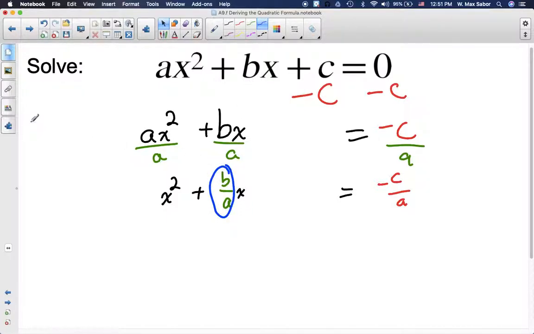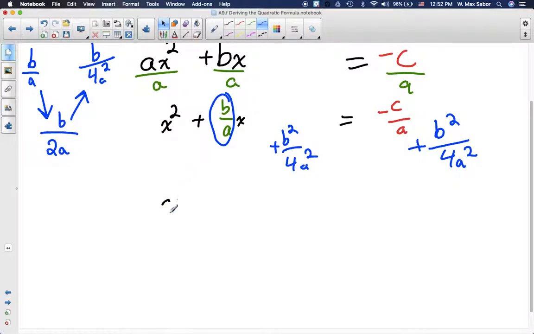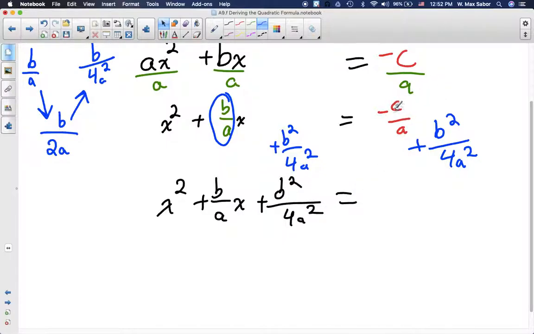We're going to take b over a. We'll cut it in half, getting b over 2a. Then we square it, getting b squared over 4a squared, and add that to both sides. Now, this gives us x squared plus b over a x plus b squared over 4a squared equals, we need to multiply this by 4a over 4a, negative 4ac over 4a squared plus b squared over 4a squared.